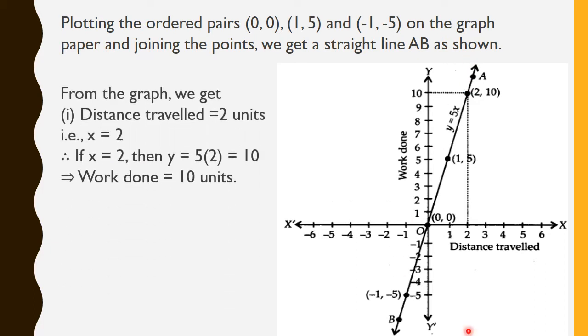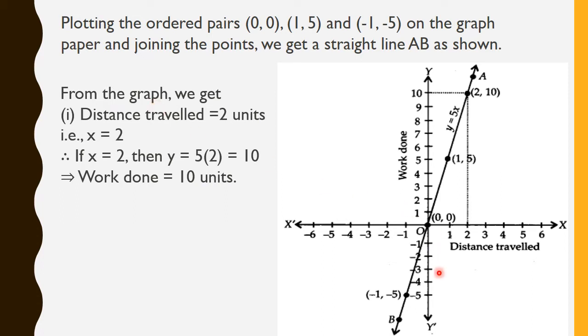Now from the graph we get the distance traveled equal to 2 units. So it has been asked for 2 units. What should be the value of work done? Since the distance traveled is 2 units, we will take x equals 2 units. So x equals 2. For x equals 2, now we will try to drop a perpendicular on it. Since we did not take any other coordinate with respect to 2 comma something, that's why we have to get the value from the graph. It has been mentioned in the question.